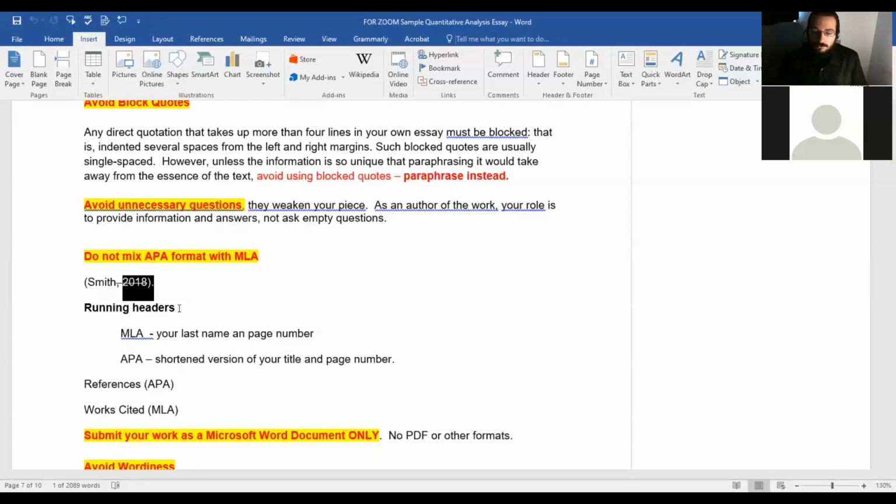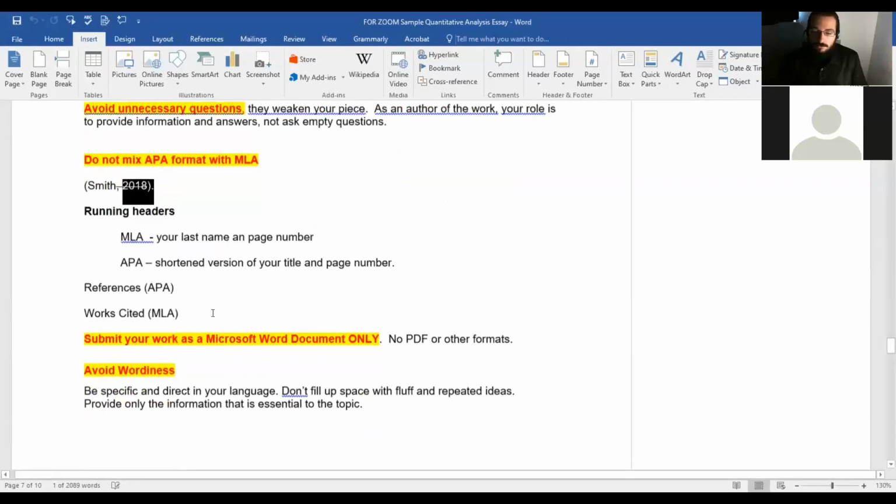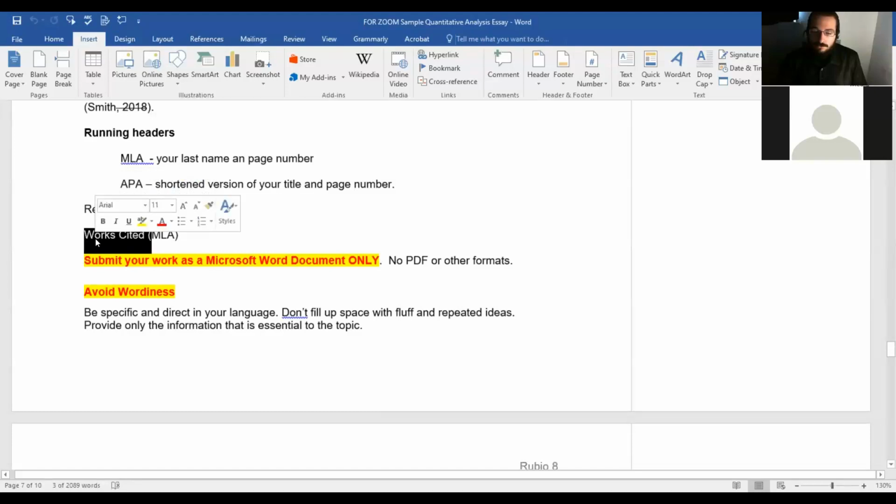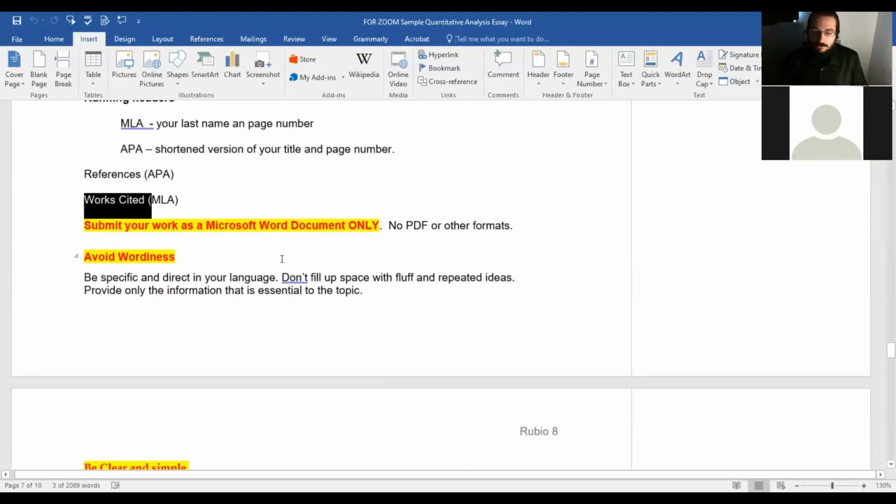In reverse, if you are doing APA style and you had your title page and everything, then you will provide this information. Okay. The APA list of sources is called references. MLA sources are called works cited. So make sure you differentiate and make sure you understand what format you're going to use and stick with it.